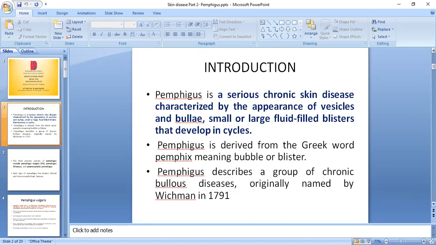So, pemphigus is a serious chronic skin disease. It's characterized by the appearance of vesicles and bullae, small or large fluid-filled blisters that develop in cycles. It is derived from the Greek word pemphigus, meaning bubble or blister. Pemphigus describes a group of chronic bullous diseases originally named by Wickham in 1791.